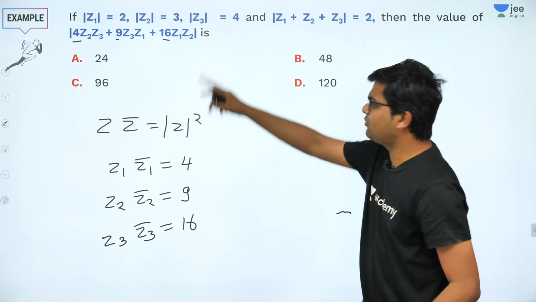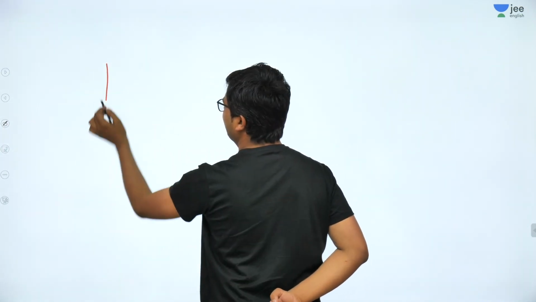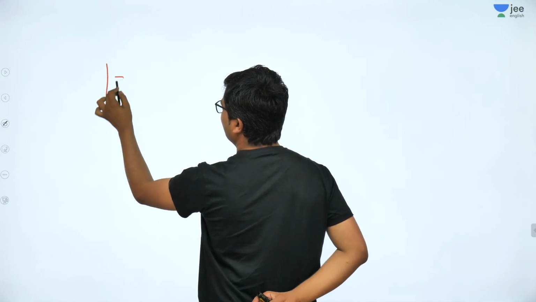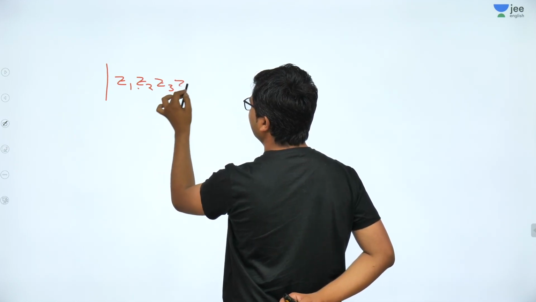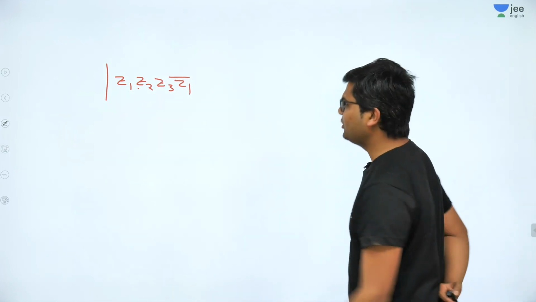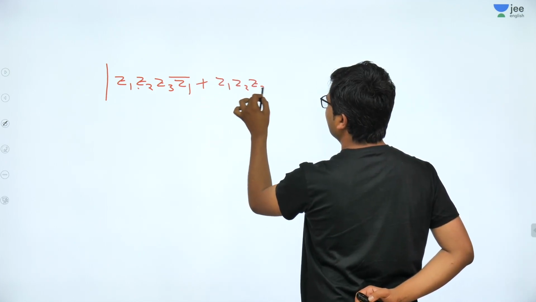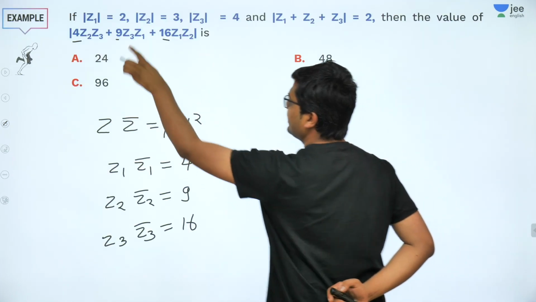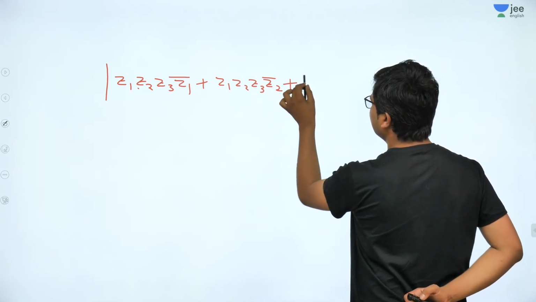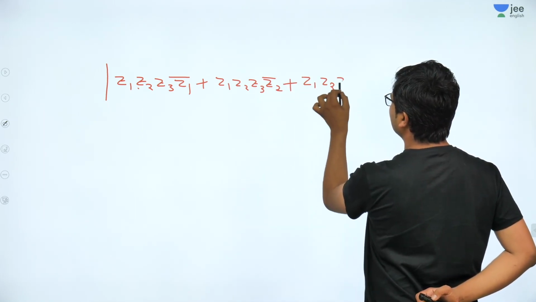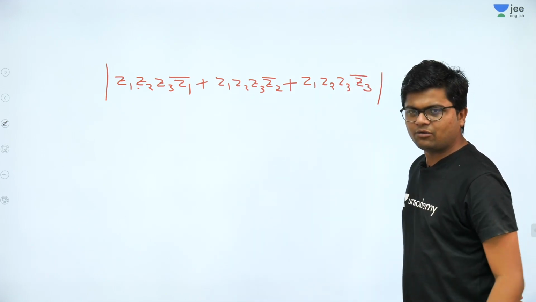Now substitute the values of 4, 9, 16. What you will get, I am writing it for you, that in place of 4 I am writing Z1 Z1 bar. So I am arranging it according to the question. So Z1, Z2, Z3 and Z1 bar. This will become the first term. Got my point? And the second term will be Z1, Z2, Z3 and Z2 bar, because in place of 9 it will come Z2 Z2 bar, so 9 will come out. Very good. And the third term will become Z1, Z2, Z3 and Z3 bar. So this will be the expression for which you need to find the modulus.